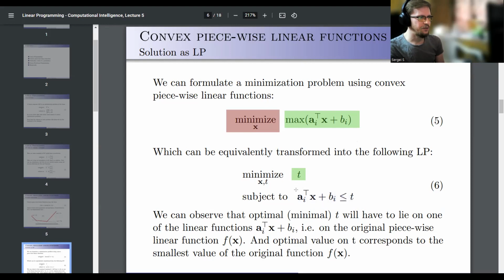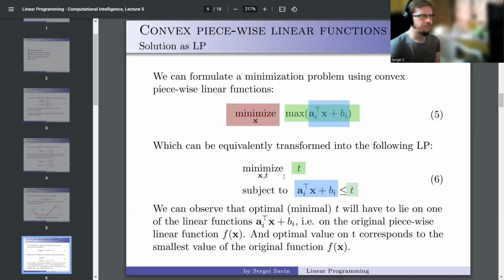Where this old part here is less than or equal to t. T is a new decision variable. So before, the decision variables were x, now it is x and t. T would be equal to the minimum of this function. And minimizing t would give you the same result as minimizing this.